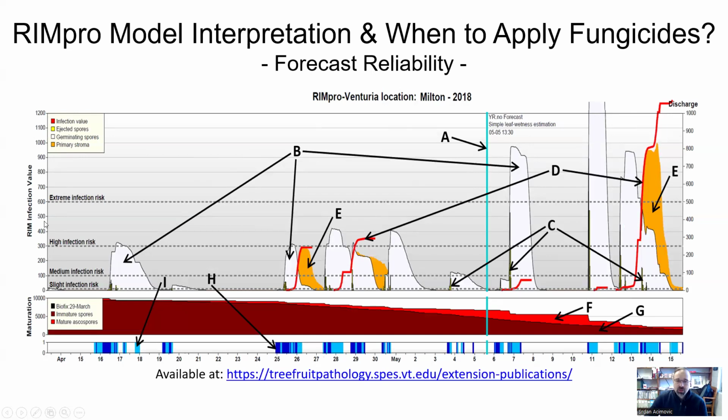The way you can determine the percentage of the ascospores is by taking this RIM value, and let's say in this case here, for April 29th, we got to about maybe 350. That's where the height is for this red line. If you divide that 350 by 100, you would get 3.5.